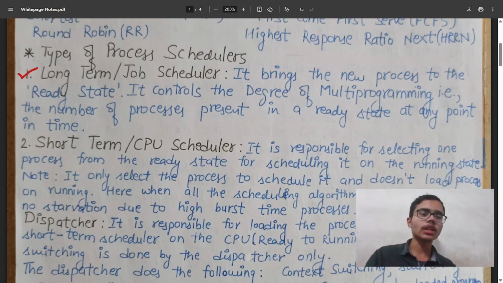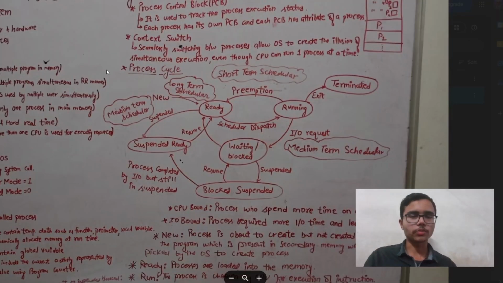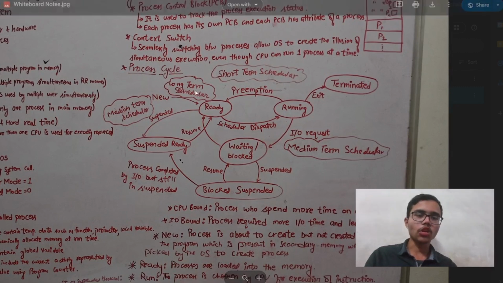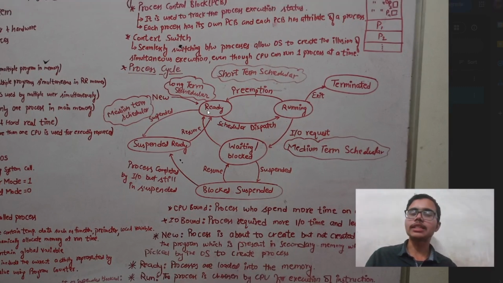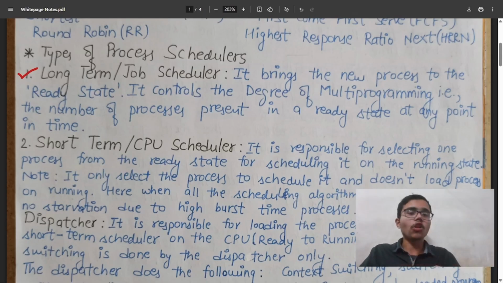It brings the new process to the ready state. So what is the work of the long-term scheduler? As I have written here, it brings the new process to the ready state. That means when you click on anything on the desktop, like OBS Studio, the long-term scheduler picks OBS Studio and keeps it in the ready state, and this is done in a very short period of time. It brings the new process which is going to be created, not the process which is running. So these are put by the long-term scheduler.